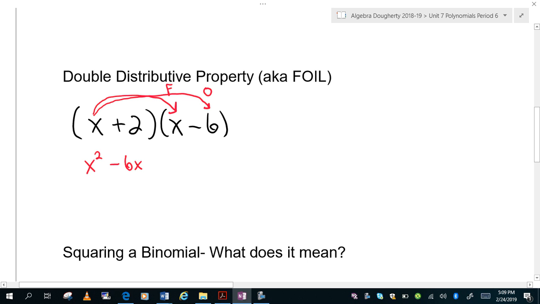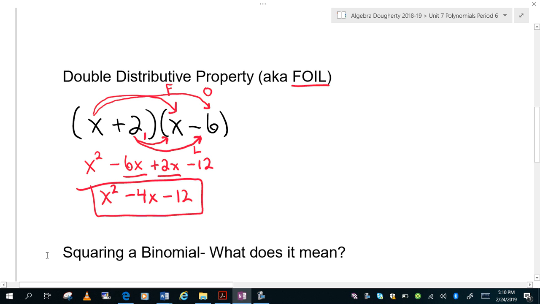So we end up with x squared minus 6x. Then we take the 2 and distribute the 2. The second part of the double distributive property, we distribute the 2 to multiply by both the x and the negative 6. That would be the inside and the last terms to complete the acronym FOIL. So we get plus 2x minus 12. Again, we need to be careful with signs. Then combine like terms. Those two terms can be combined, the negative 6x and the positive 2x, to get x squared minus 4x minus 12.